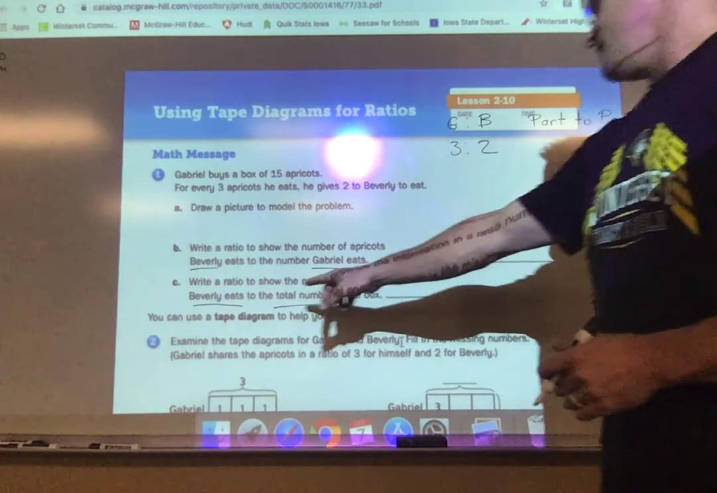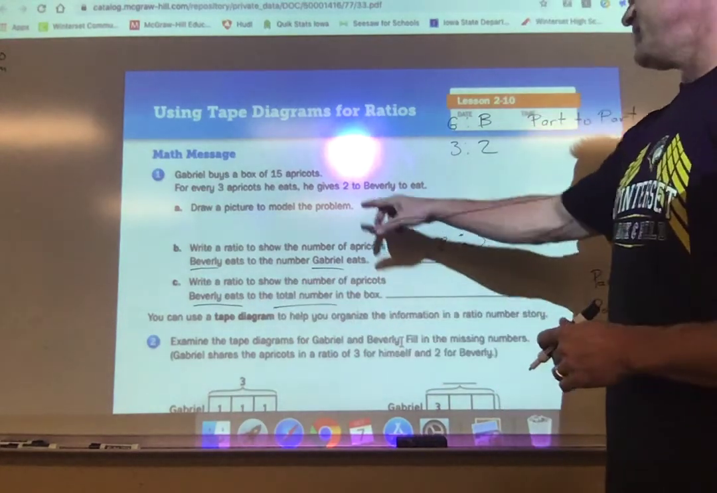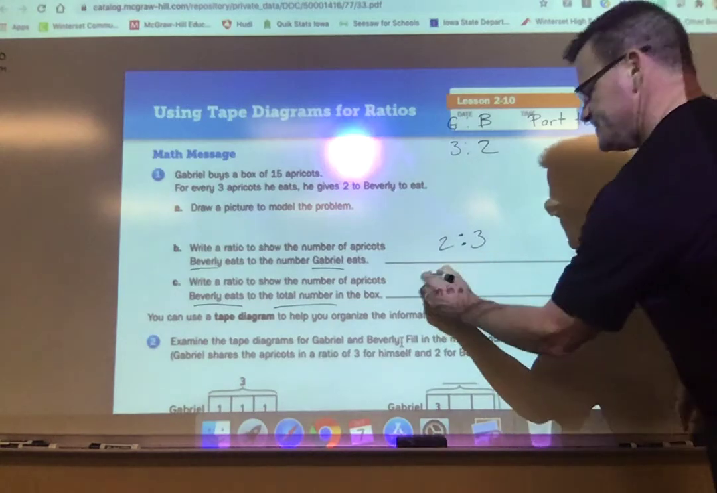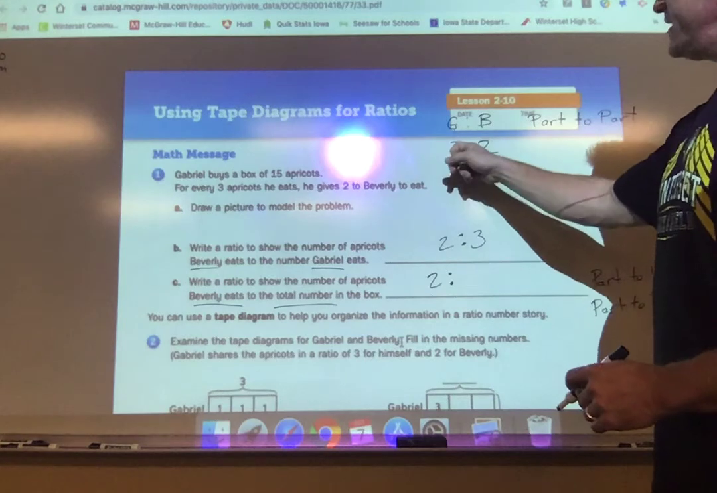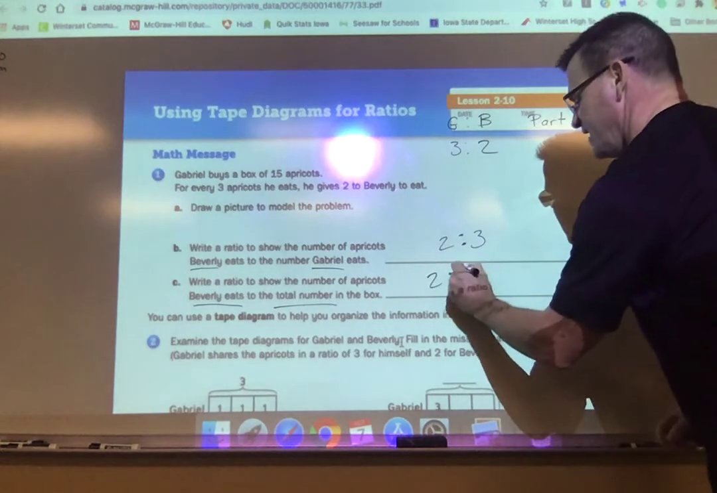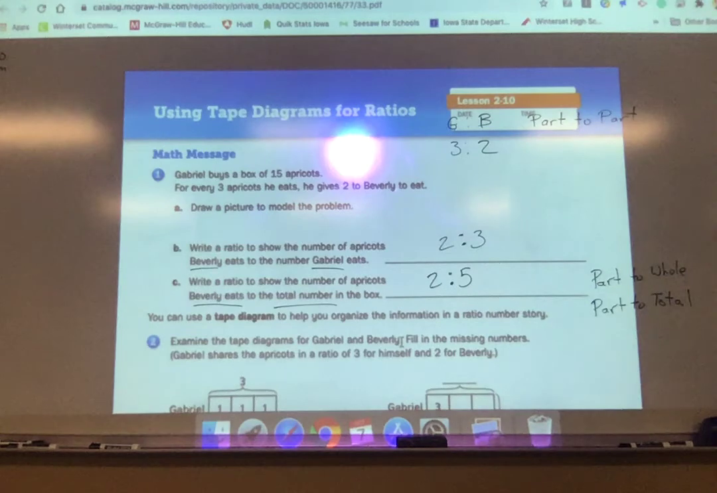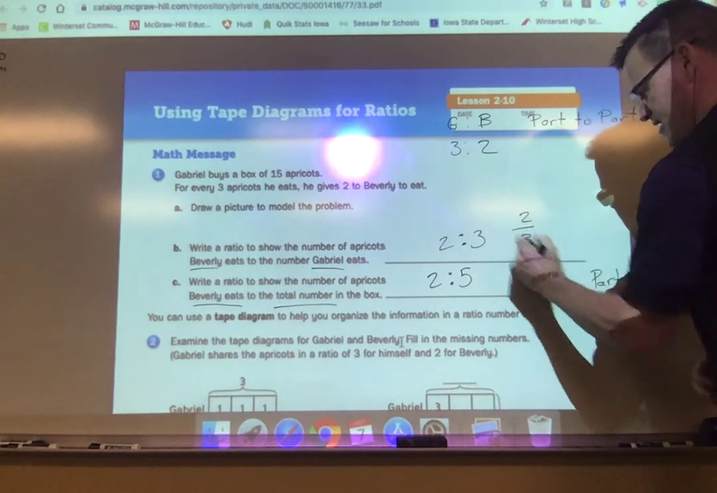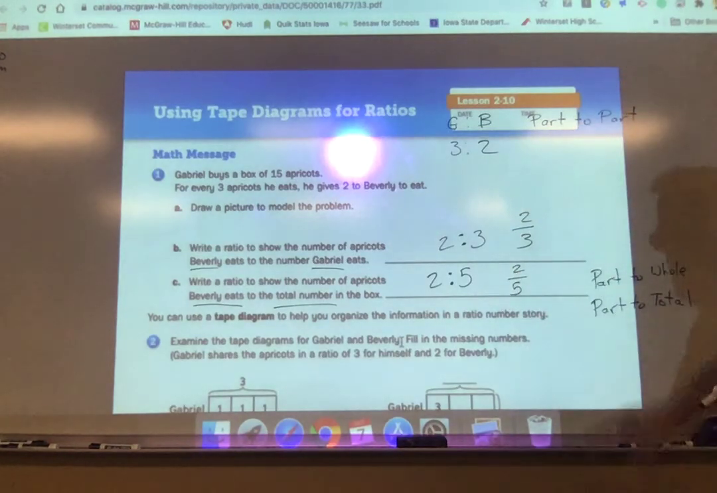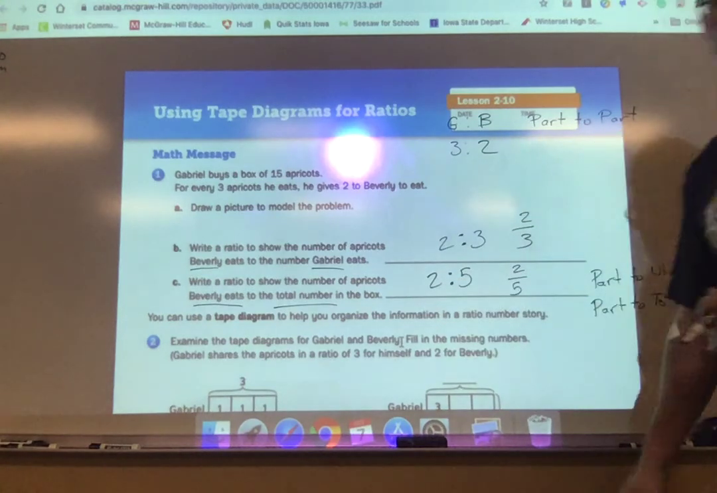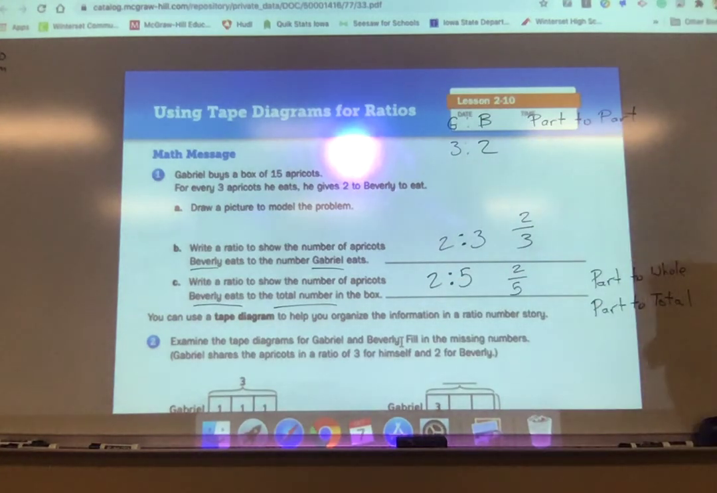So in this case, the number of apricots Beverly eats, so I find Beverly, we know Beverly gets 2. And in this case, the total, we know there's 5. I have to add up. When he gets 3, she gets 2, so that's a total of 5. So Beverly compared to the total, it's a 2-to-5 ratio. Remember, we could also write these as a fraction. And you can say the word "to" and write it out with that if you'd like to, but these are the main ways that you see it. But I really want you to focus on now part to part or part to total, because that's going to be important when we get into tape diagrams here in the next video.